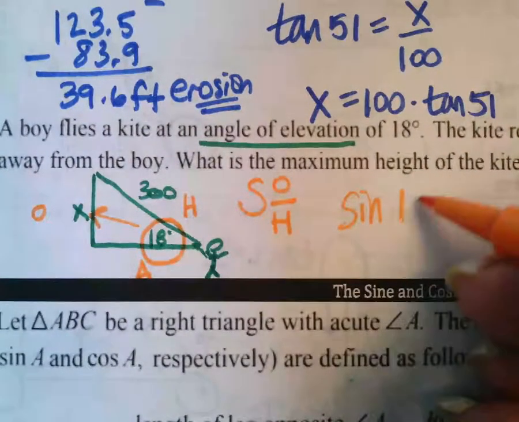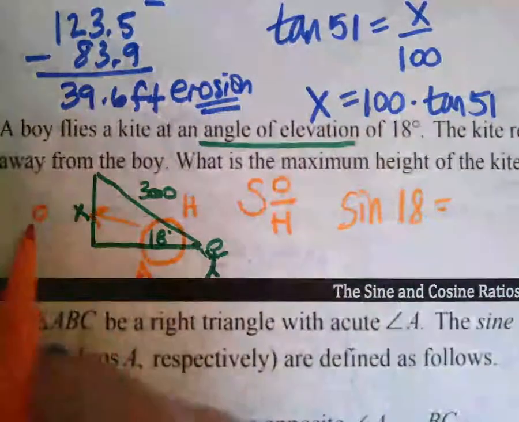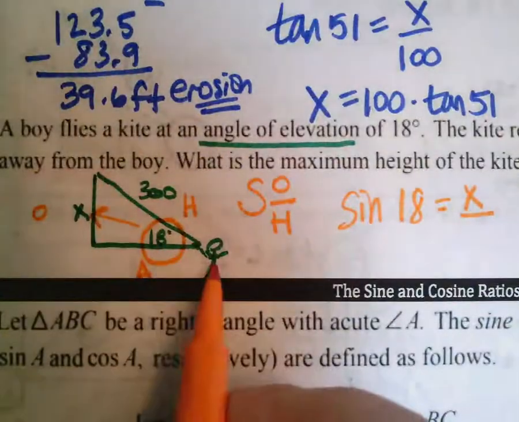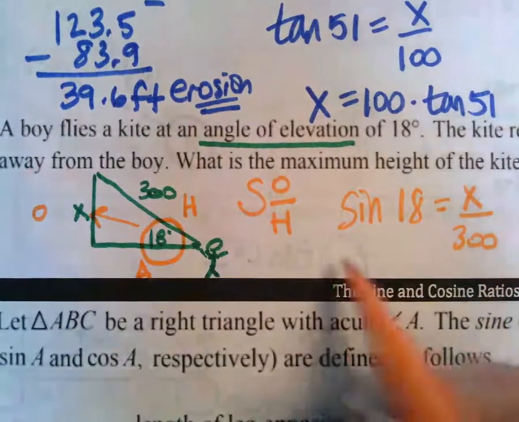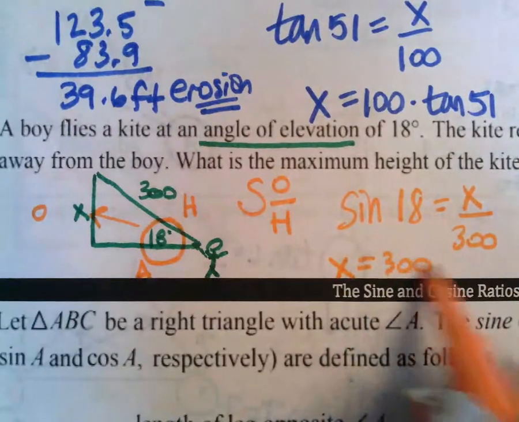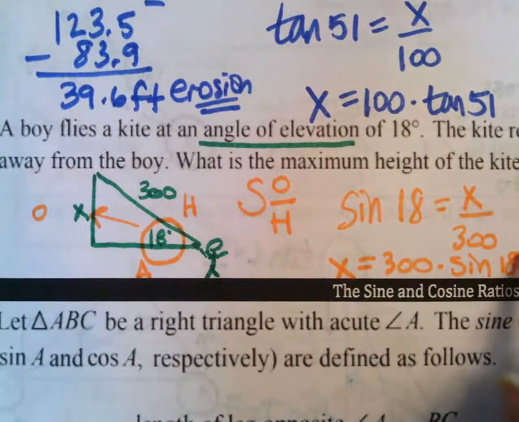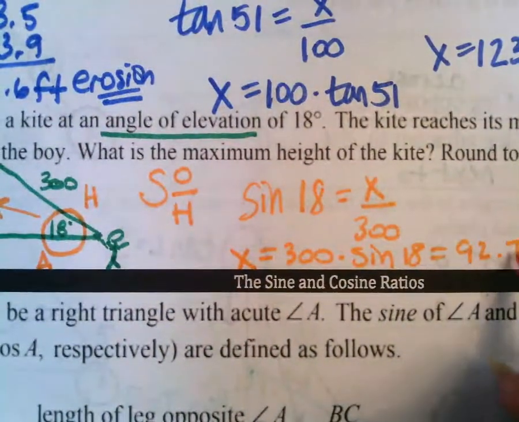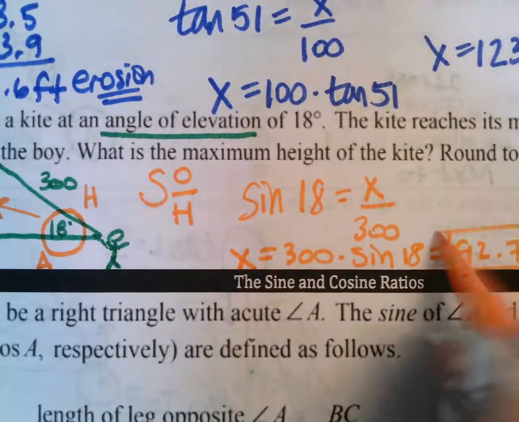Sine 18 degrees equals opposite x over hypotenuse 300. So x is going to equal 300 times the sine of 18, and that is 92.7 feet off the ground.